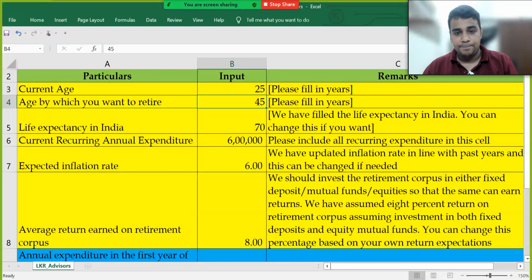So with this, I have given you another area which is called how to calculate your retirement corpus.